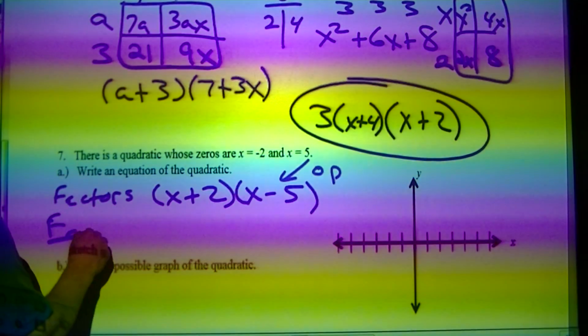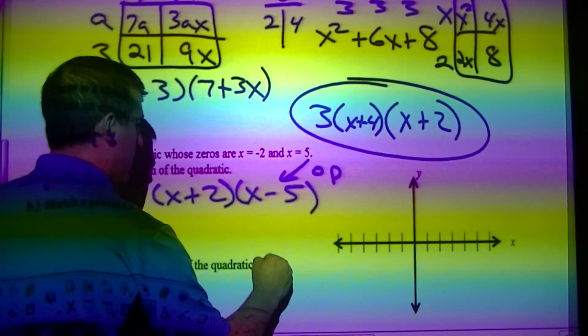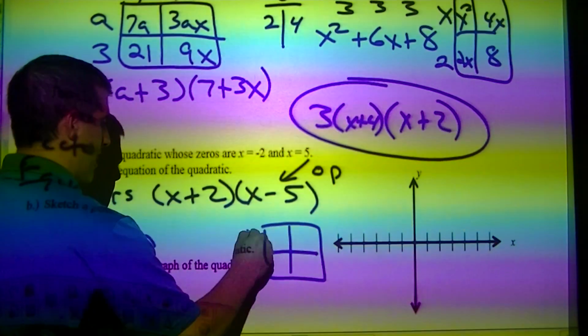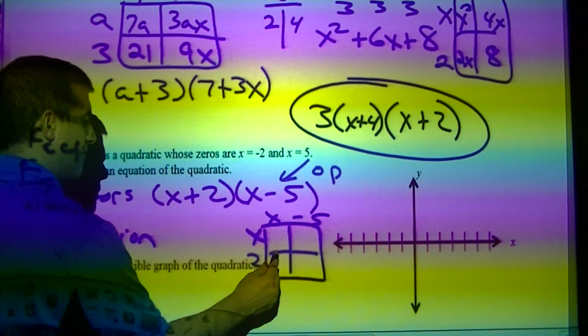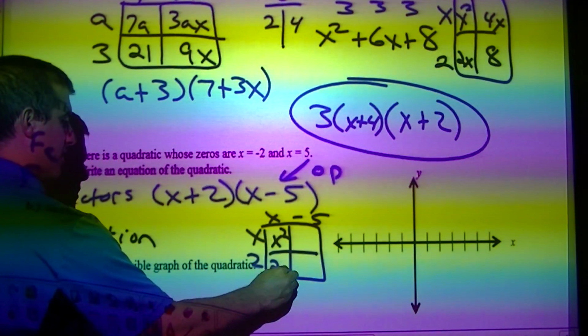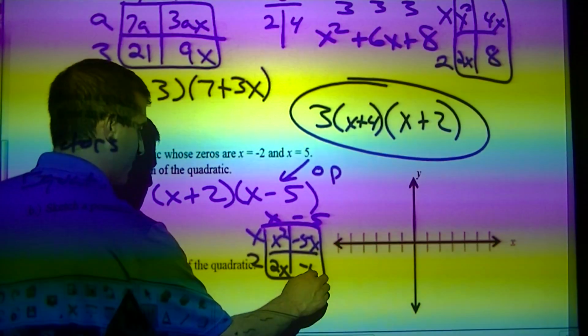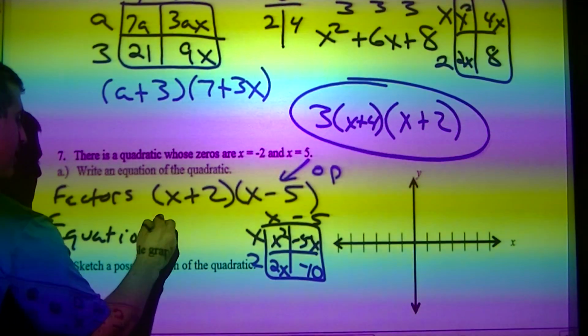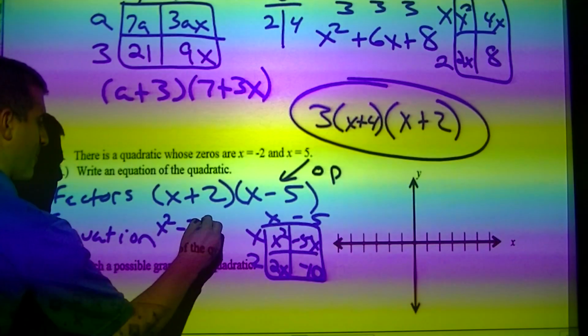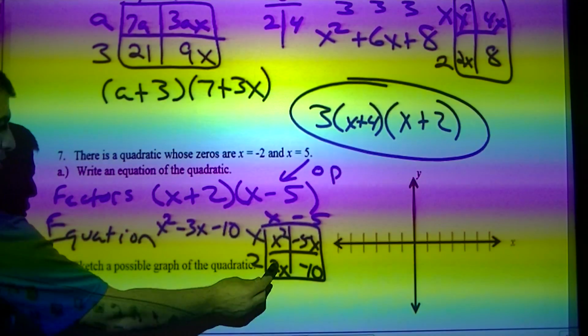Now, to figure out what the equation is going to be, I'm going to multiply these in my boxes. X and 2, x and negative 5. That's x squared, 2x. That times that would give me negative 5x. That times that would give me negative 10. So my polynomial is going to be x squared minus 3x minus 10, because I combine those 2 and minus 5.